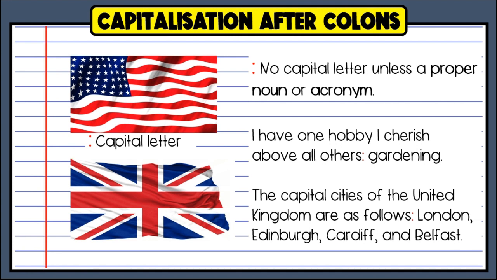Okay, let's look at the next sentence. The capital cities of the United Kingdom are as follows. We've got a list: London, Edinburgh, Cardiff, and Belfast. Now, since London, Edinburgh, Cardiff, and Belfast are all proper nouns, in this case we would use capital letters.